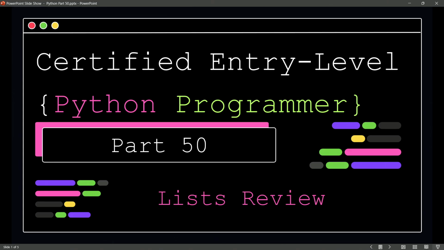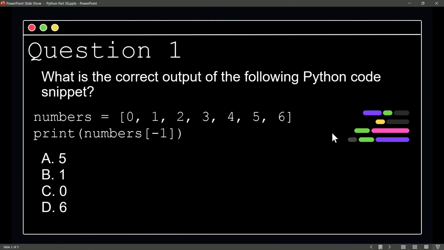Hey everyone, well as you know, we covered an awful lot of content in this section of our course, so what I decided to do was do even more review. Instead of doing the entire section, we're going to do topics from this section. We'll do review and practice exercises. So let's get started. Let's jump in to our Certified Entry-Level Python Programmer Lists Review with some fun practice questions.